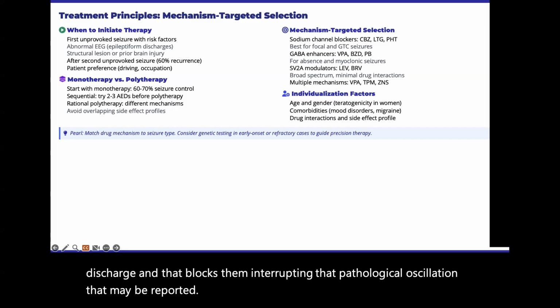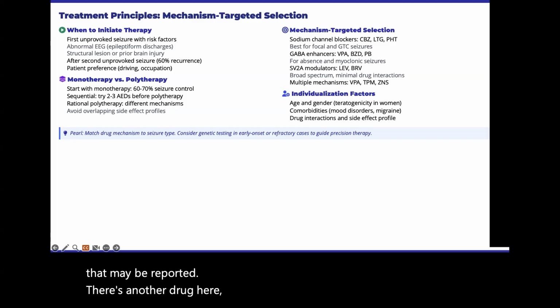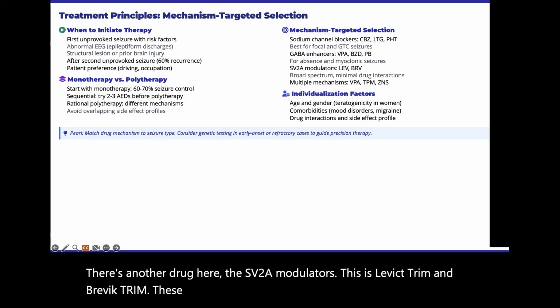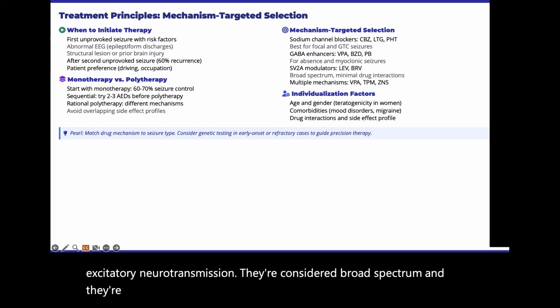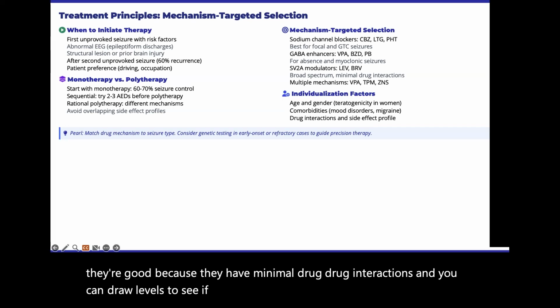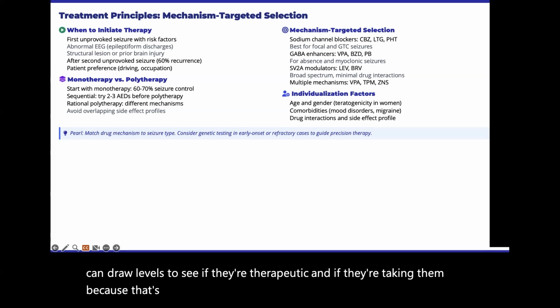There's another drug class here, the SV2A modulators. This is levetiracetam and brivaracetam. These modify synaptic vesicle release. They dampen excitatory neurotransmission. They're considered broad spectrum, and they're good because they have minimal drug-drug interactions, and you can draw levels to see if they're therapeutic and if the patient is taking them, because that's very helpful to know. So that's useful when the seizure phenotype is mixed or unclear.